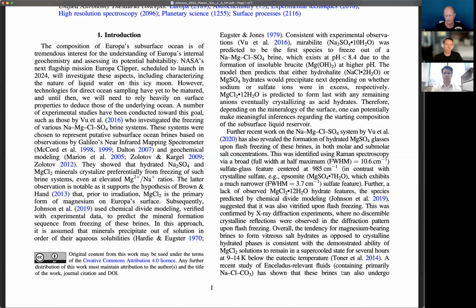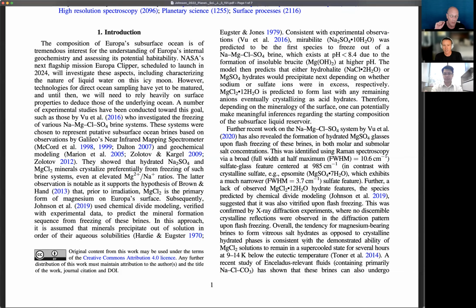So then we had this interest: if we're seeing these glasses, does this suggest that we should be looking for glasses on places like Europa, and then looking at those samples for evidence of life from the ocean below?